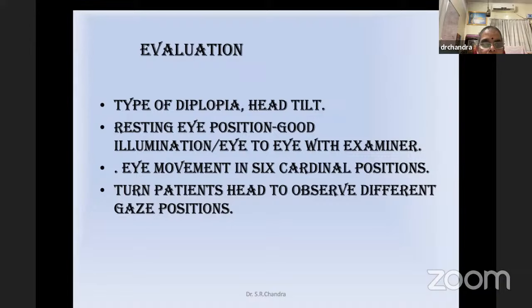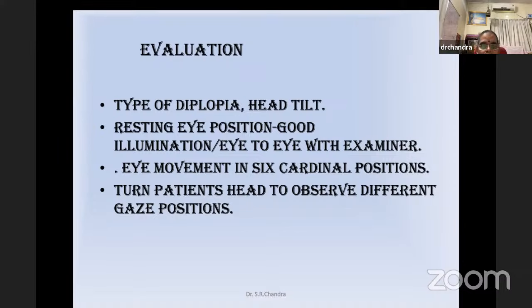Then we have identified, is it vertical, horizontal, combined? Is there a head tilt? If a person with double vision has got a head tilt, normally only two muscles are involved. Lateral rectus palsy will produce ipsilateral head tilt, and superior oblique palsy will produce a contralateral head tilt. It's a compensatory null position adaptation, because these two muscles produce a position in which the double vision is maximally corrected. So that is the head tilt compensating for the double vision.